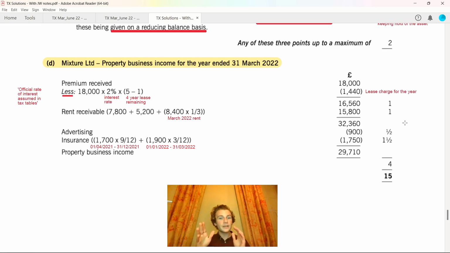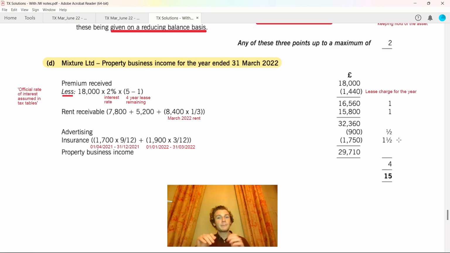But the insurance, we then had to apportion 9 months for one payment, which was this £1,700, and then the remaining period from the 1st of January up until the 31st of March, that was £1,900, hence giving us a total of £1,750, minusing it because it is obviously a cost, and then that is going to give us our property business income for the period at £29,710.